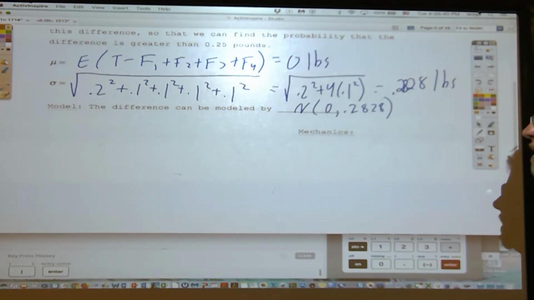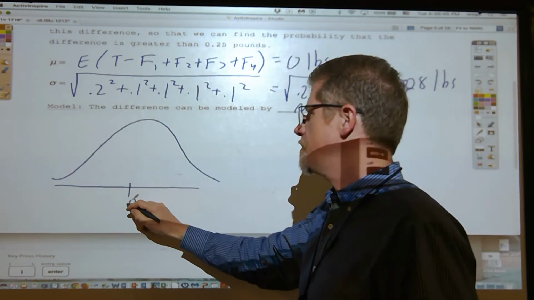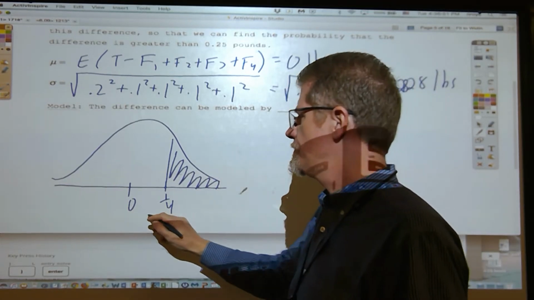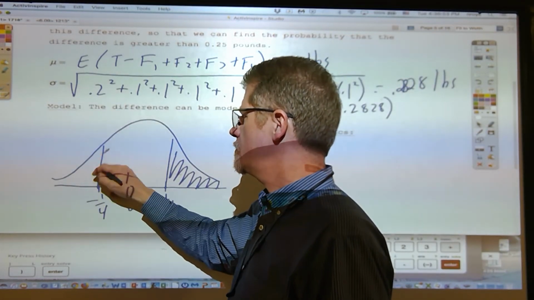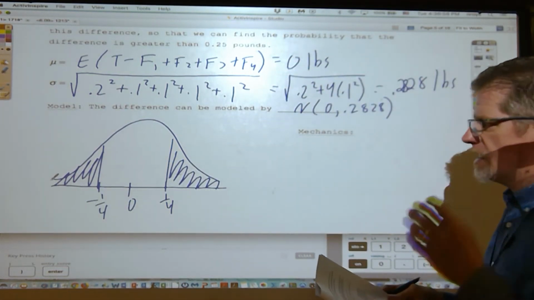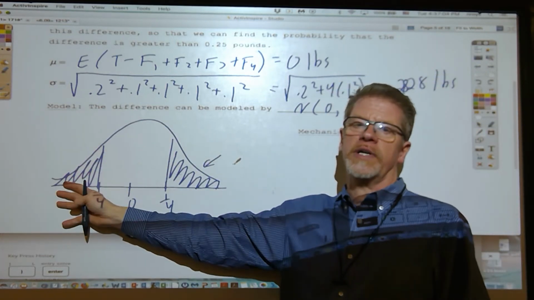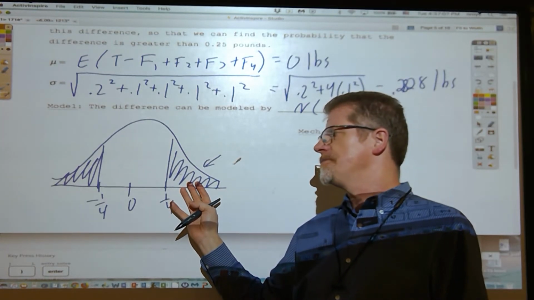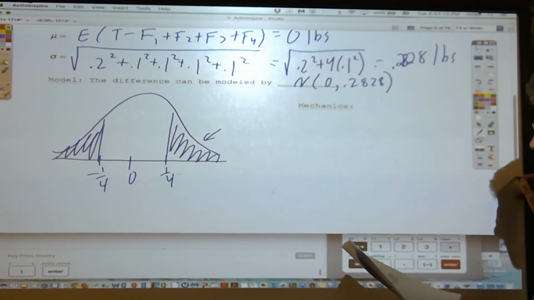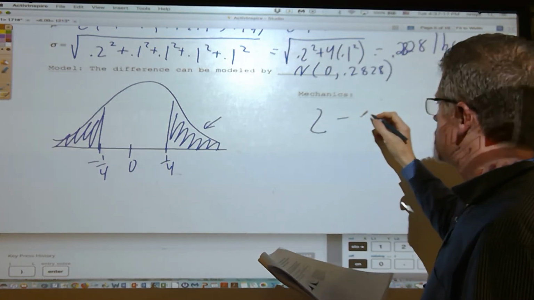Now, this is going to be a little bit different of a picture than we've seen in the past. You want to know what's the probability that we have a difference of positive quarter pound or more, or negative a quarter pound or less. So here's what I recommend we do. Let's find this area right here and multiply it by 2. Because of symmetry, whatever we get for this tail is going to be the same as that one. So we can multiply it by 2. So here we go. The z calculation, x minus mu over sigma.